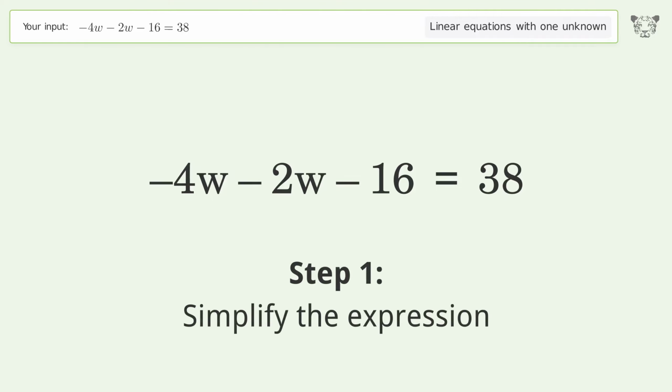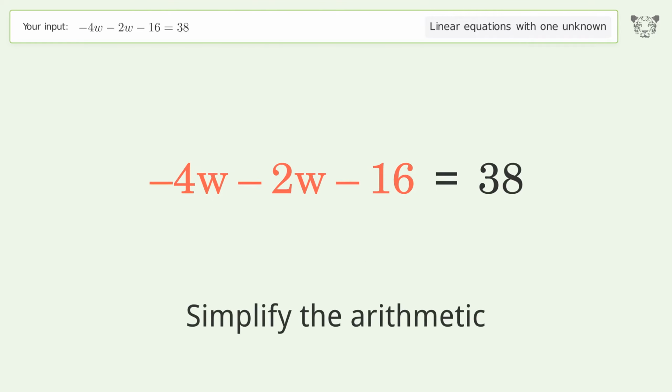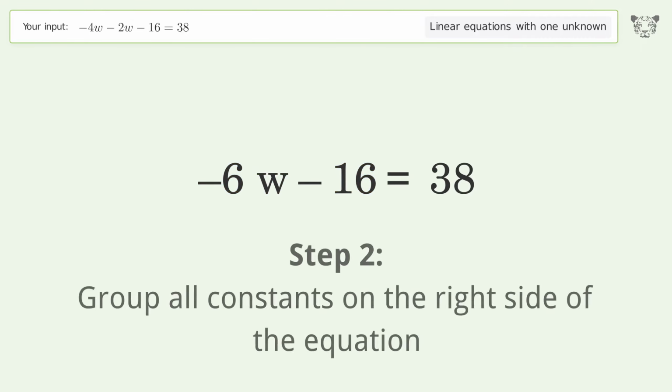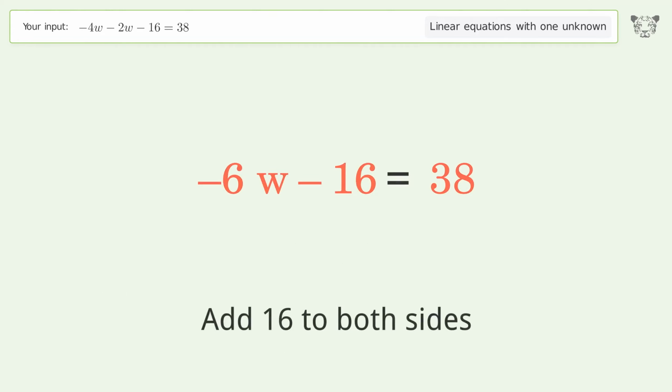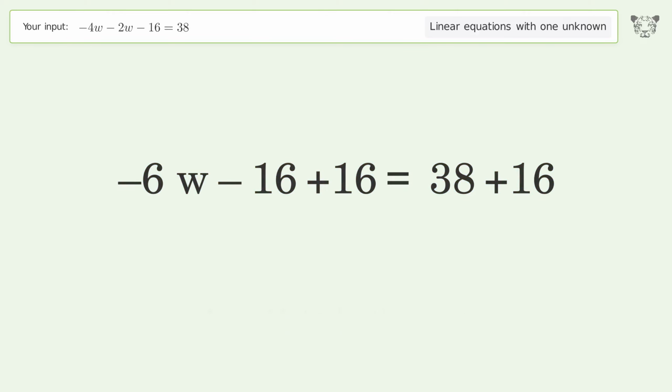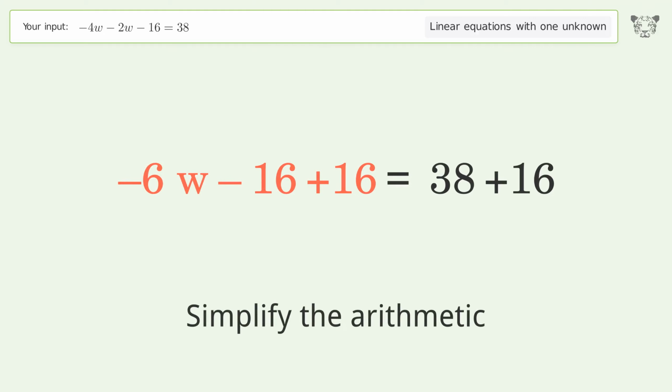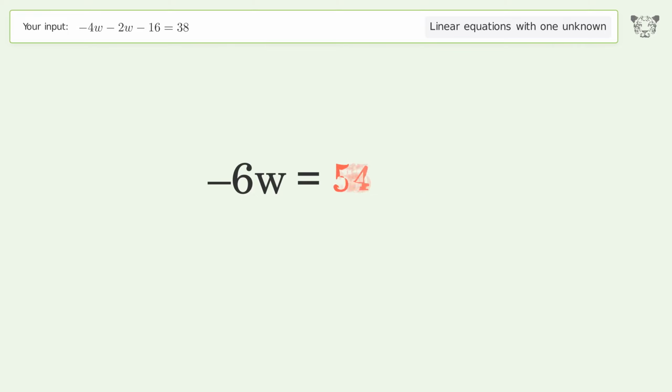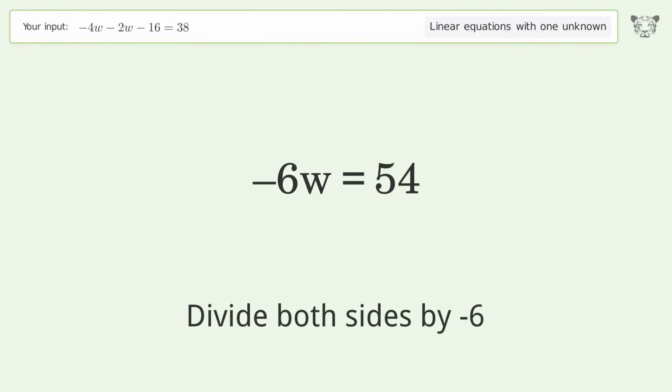Simplify the expression. Simplify the arithmetic. Group all constants on the right side of the equation. Add 16 to both sides. Simplify the arithmetic. Isolate the w. Divide both sides by -6.